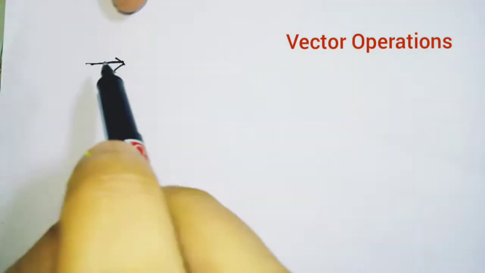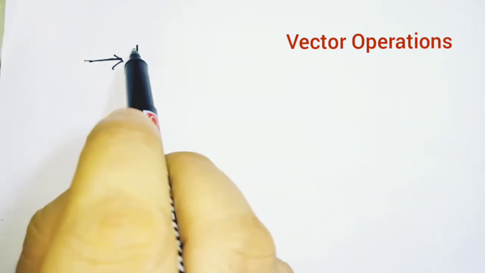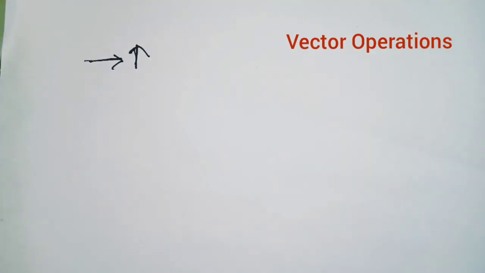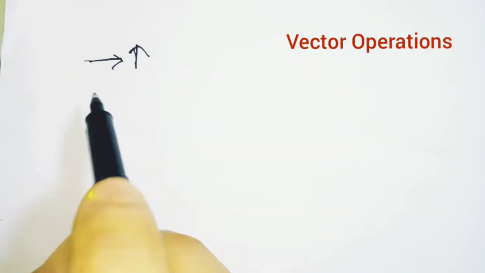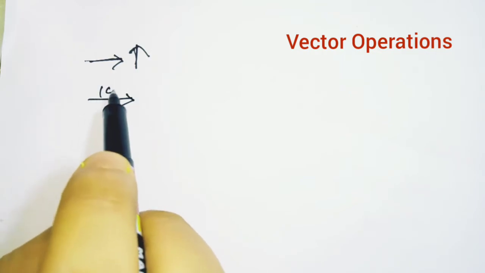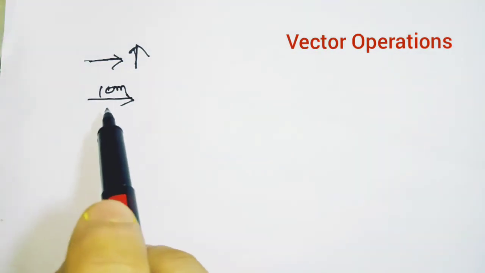Now, the arrow of the vector denotes the direction in which the vector is happening. If I make it in the upwards direction, that means the vector is pointing towards up. And the size of the arrow depends on the magnitude. If I say this is a vector which is 10 meters in size, it shows the direction in which it is going.